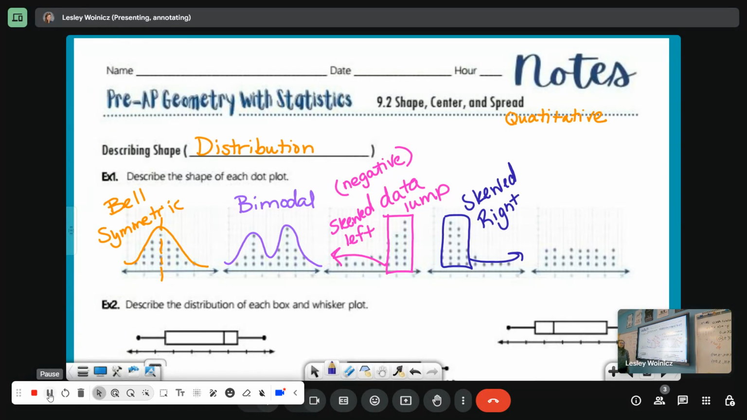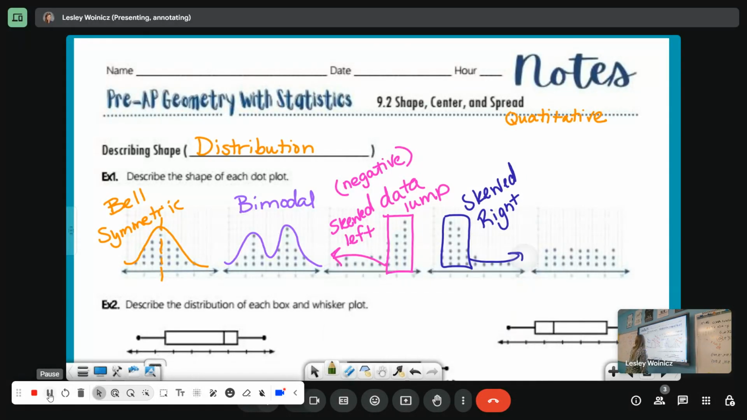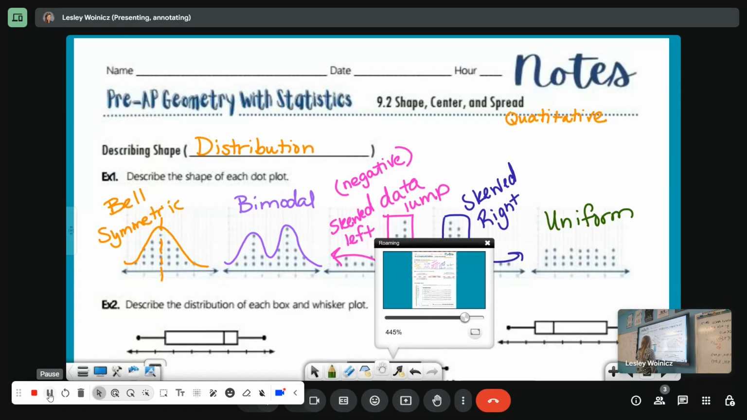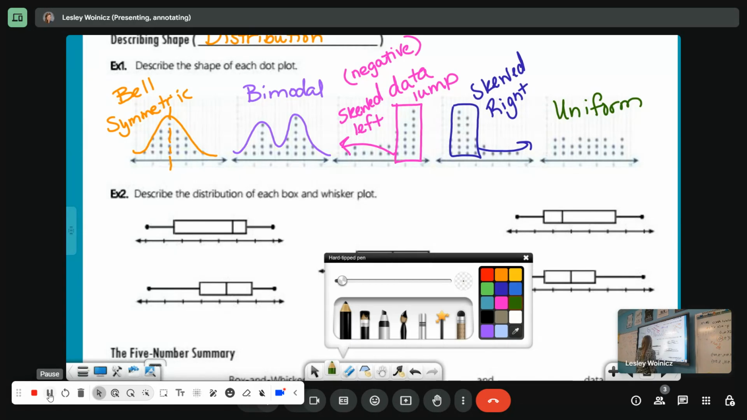All right, what is it called when, okay, don't police officers wear the same thing every day? What's their little outfit called? Uniform. So what do you think it's called when we have like the same thing all the time? Uniform. This is the most boring. Okay. So it's pretty easy to spot what those look like for dot plots.